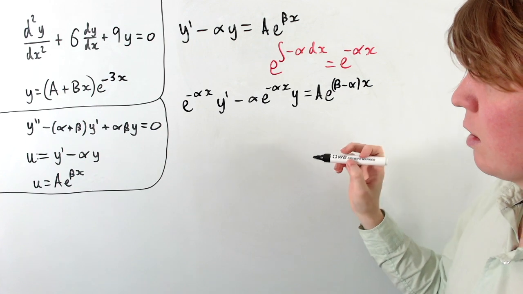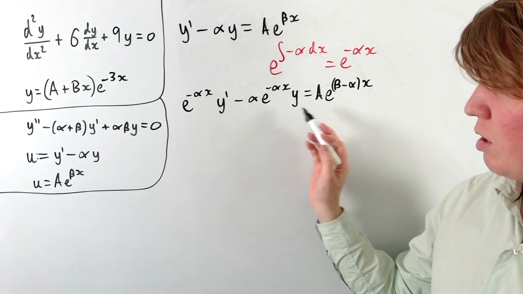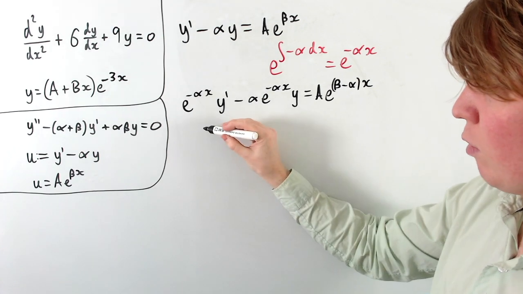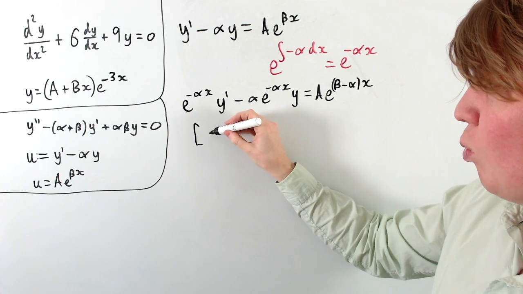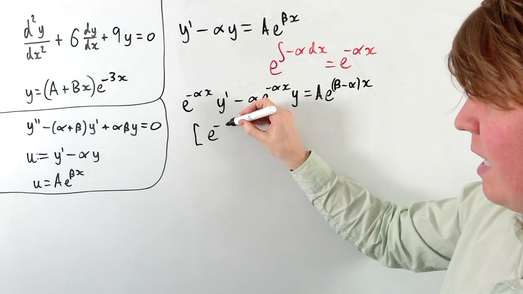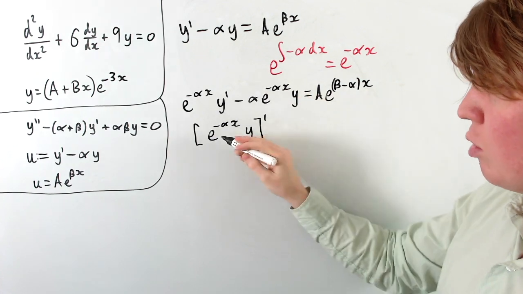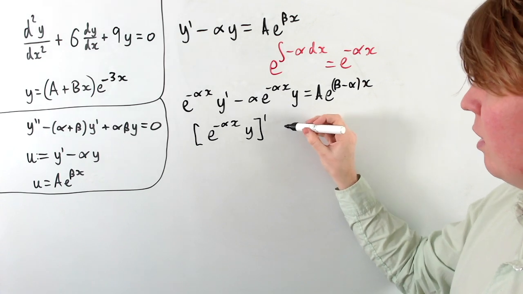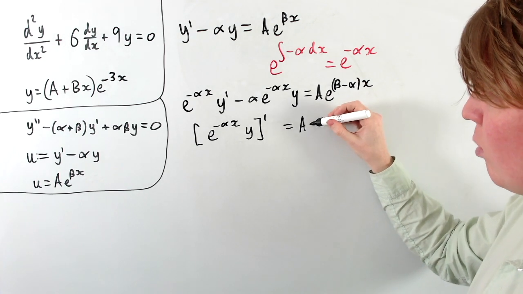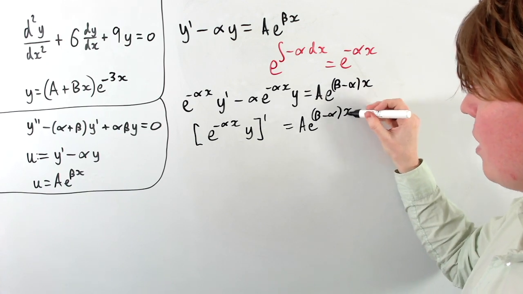And the reason we've done this, the integrating factor tells us now that these two terms are actually a single derivative of a product. So this is how the integrating factor method works. So we can write this as the derivative of e to the negative alpha x multiplied by y, just the derivative of this product. So you can see using the product rule you would get back to the original expression. This is still equal to a e to the beta minus alpha times x.